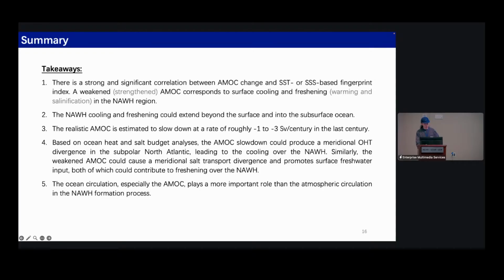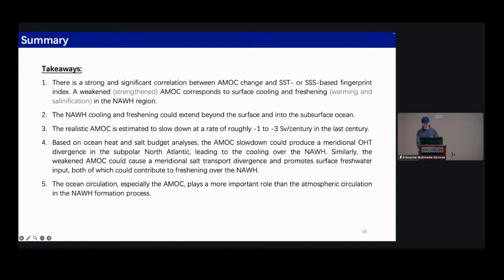And the realistic AMOC is estimated to slow down at a rate of roughly -1 to 3 thermal per century. And based on the heat and salt budget analysis, the AMOC slowdown could produce meridional OHT divergence in the subpolar North Atlantic, leading to the cooling over the warming hole region.